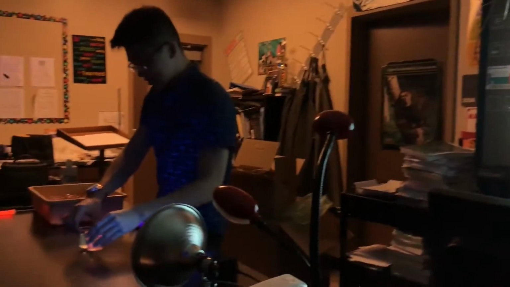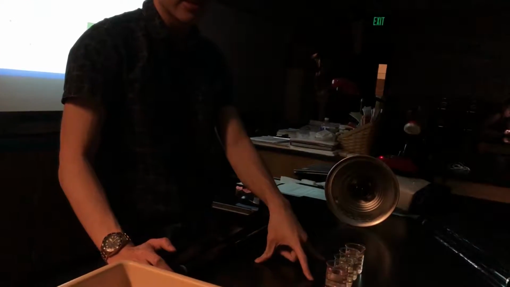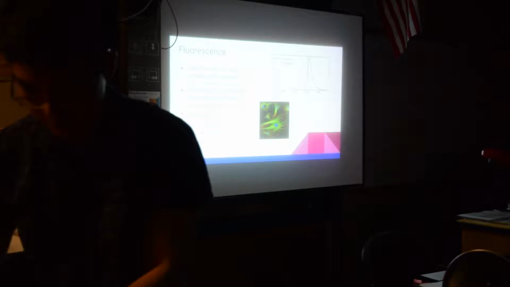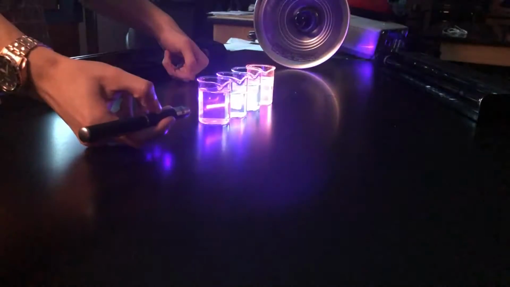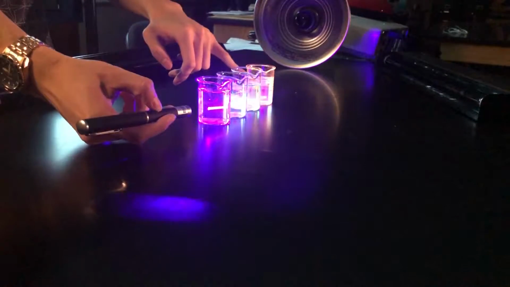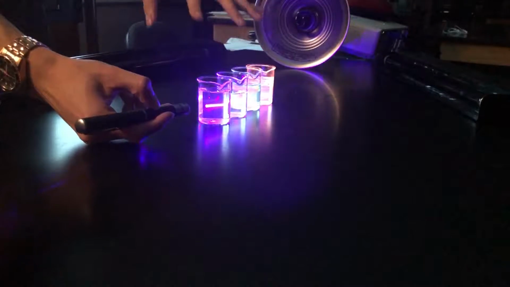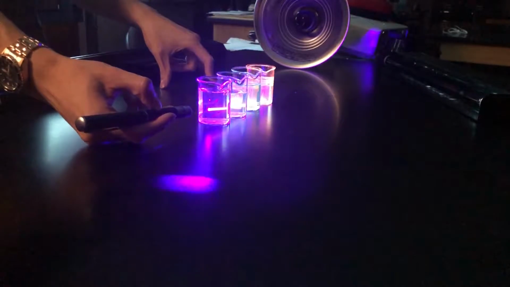So, let me turn these off. Under normal light, they're pretty colorless. You can't really see anything. Okay, this is the UV light. If you shine it through here, you can see all the different colors. These are four different fluorescent molecules, and they all emit a different wavelength.